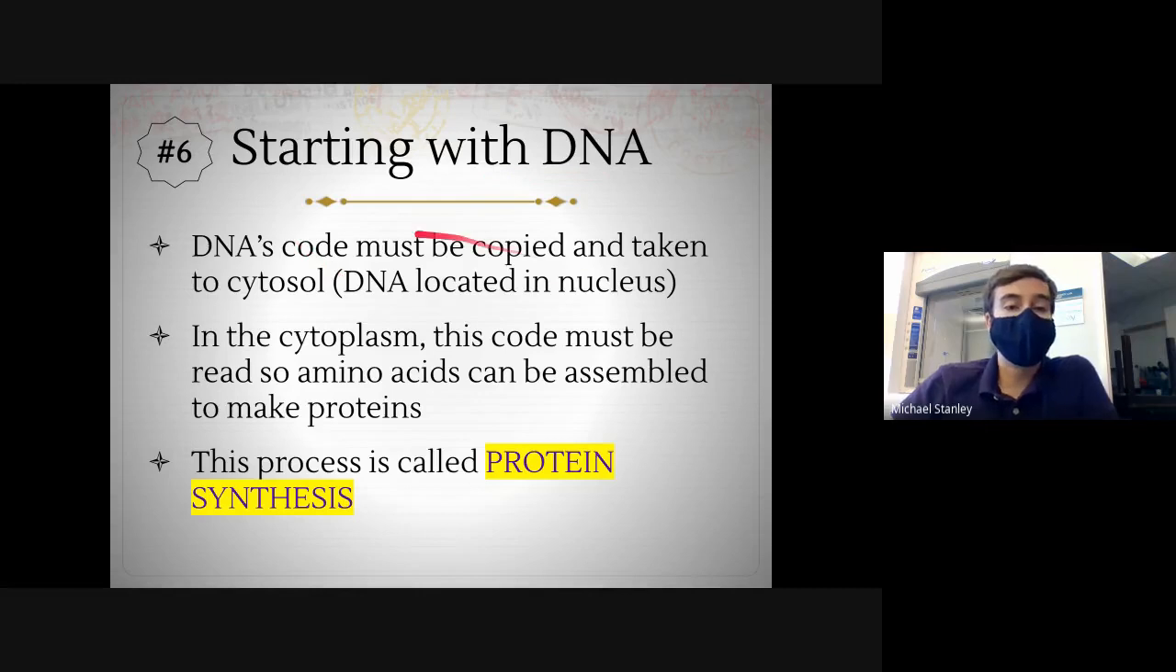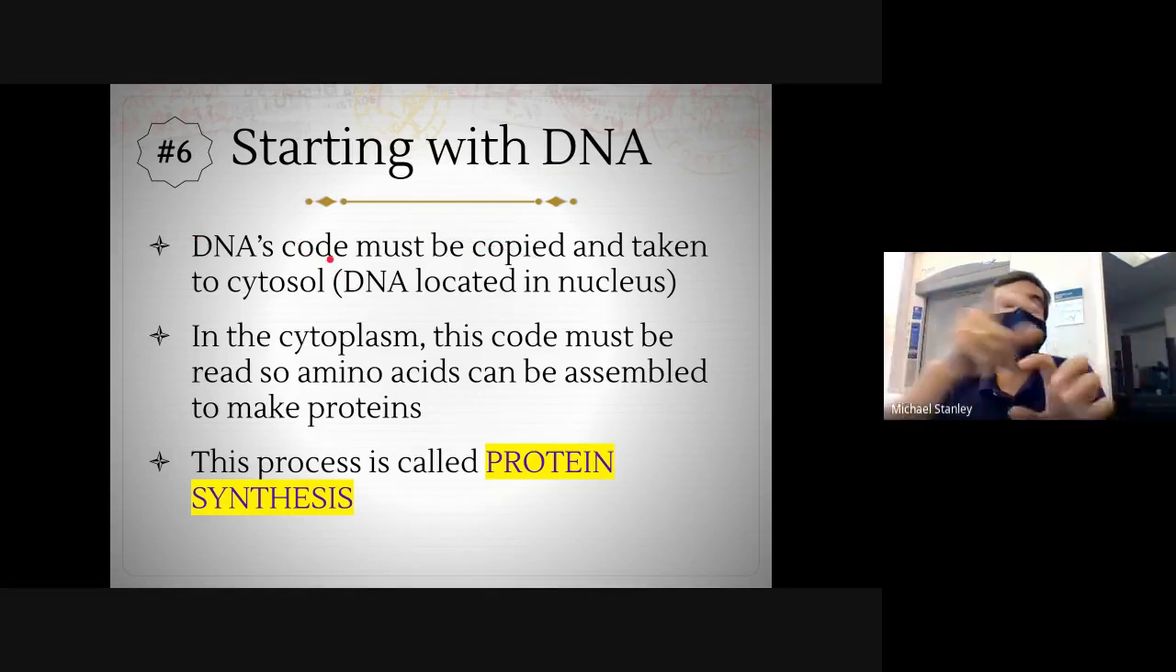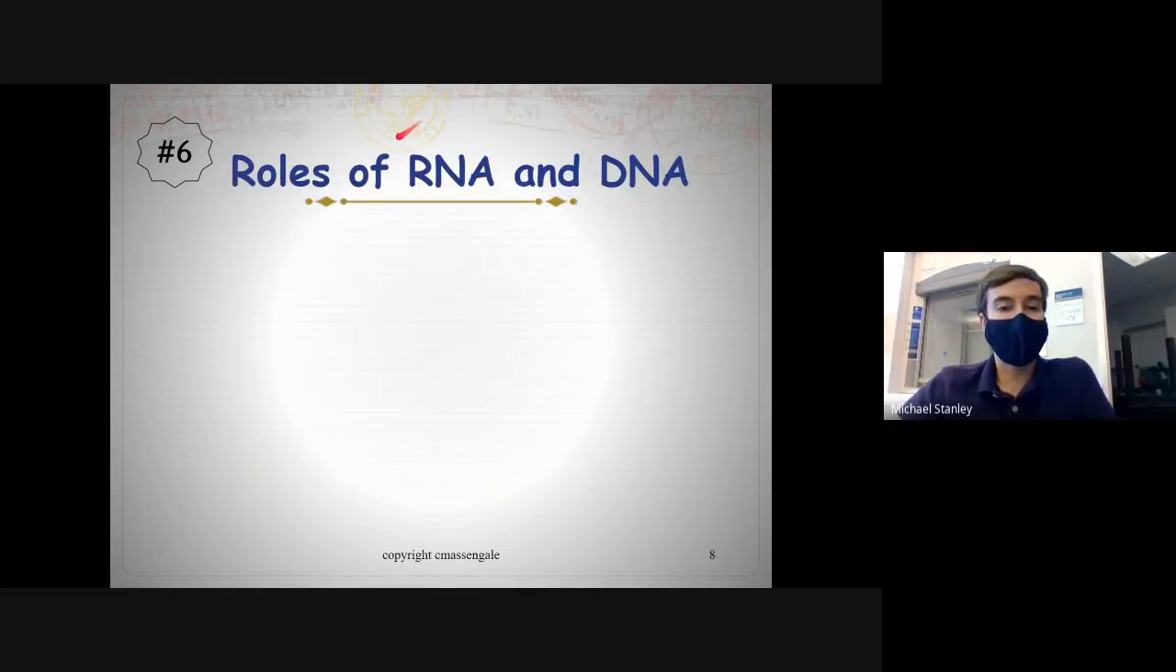So we've got to copy our DNA code. All those A, T, C, Gs, we've got to copy the gene and then take those instructions to the ribosome so that the ribosome can say, we need this amino acid, then this one, then this one, then this one, then this one, and we can make it into a protein. That's where our buddy RNA comes into play.